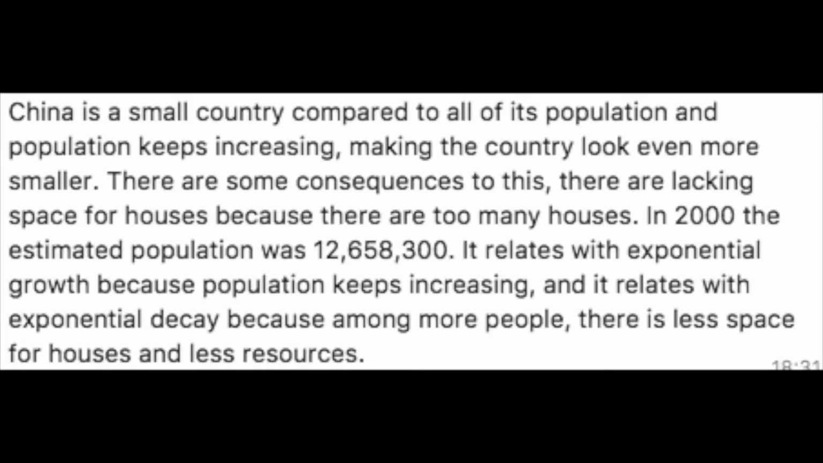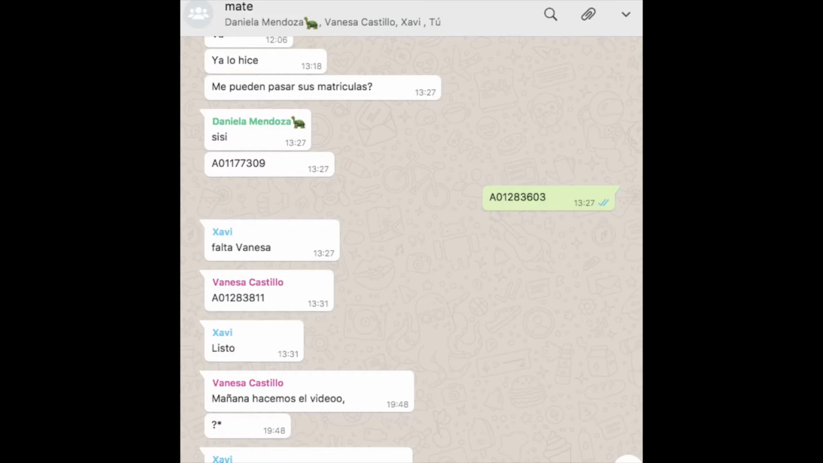China is a small country compared to its population, and the population keeps increasing, making the country look even smaller. There are some consequences to this. They are lacking space for houses because there are too many people. In 2000, the estimated population was 12,658,300. It relates to exponential growth because the population keeps increasing every year, and it relates to exponential decay because with more people, there is less space for houses and fewer resources.